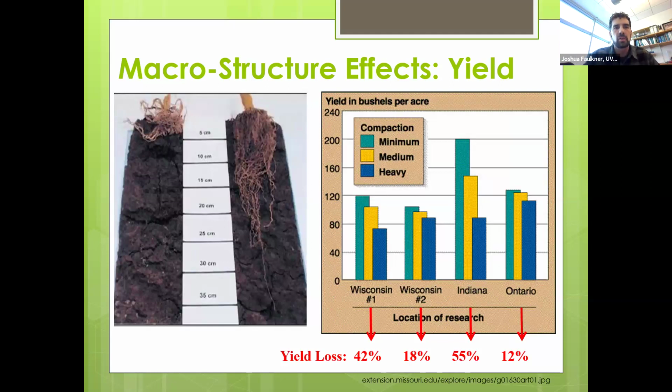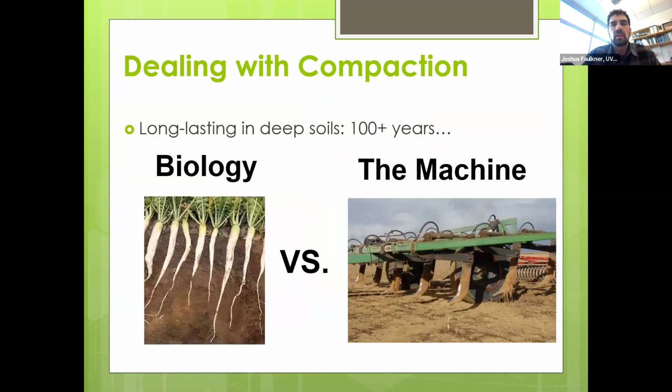This image on the left is showing how compaction prevents root penetration. These are corn roots in a compacted soil and then an uncompacted soil. That inability of roots to travel deeply and access nutrients and moisture at deeper depths also affects yield, which you're seeing there in that study from the Midwest, from the University of Missouri: up to a 55% reduction in yield because of compaction. So it's not insignificant. It's meaningful amounts of impact on yield.